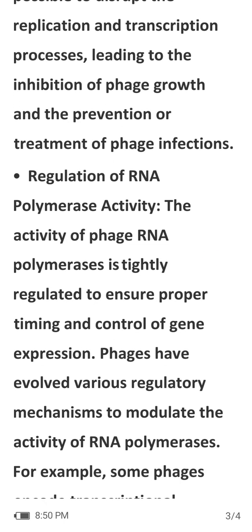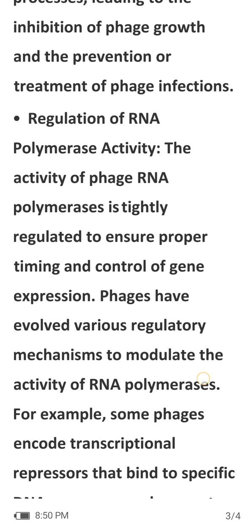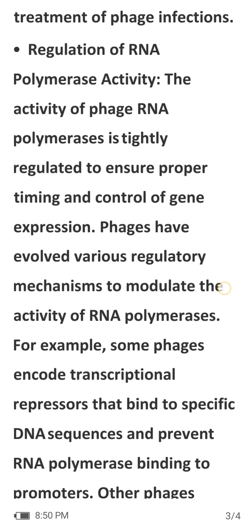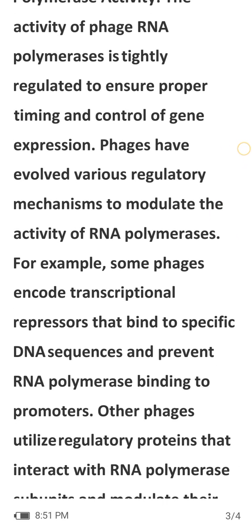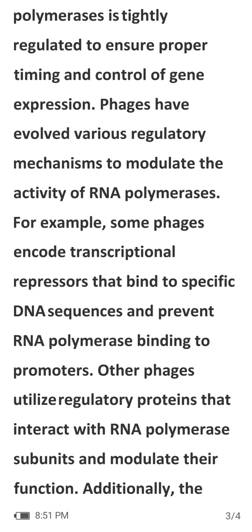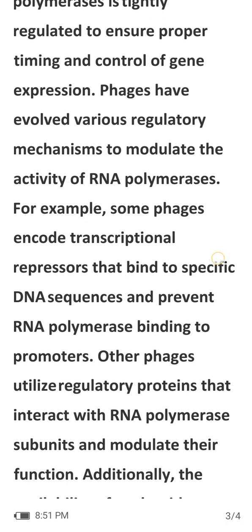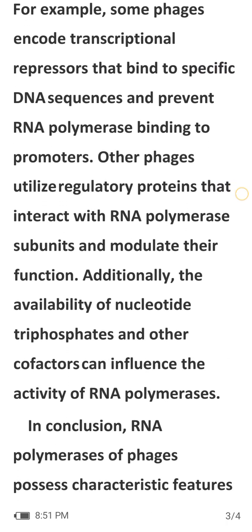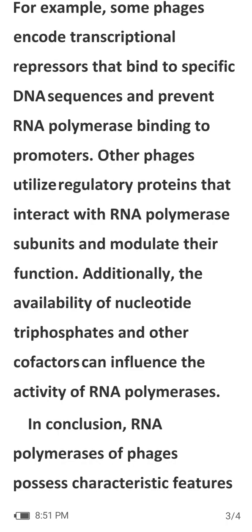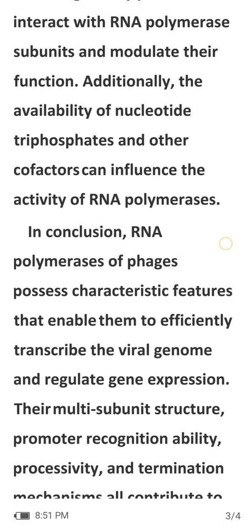Regulation of RNA polymerase activity. The activity of phage RNA polymerase is tightly regulated to ensure proper timing and control of gene expression. Phages have evolved various regulatory mechanisms to modulate the activity of RNA polymerase. For example, some phages encode transcriptional repressors that bind to specific RNA sequences and prevent RNA polymerase binding to promoters. Other phages utilize regulatory proteins that interact with RNA polymerase subunits and modulate their function. Additionally, the availability of nucleotide triphosphates and other cofactors influences the activity of RNA polymerase.